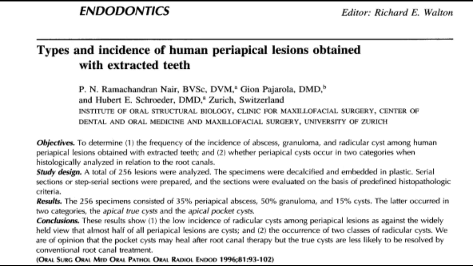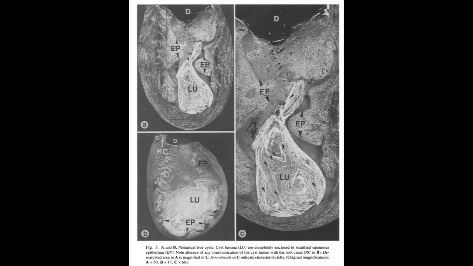In 1996, Nair and his colleague published a histological study to identify two distinct types of cysts that represent 15% of total periapical lesions in their studies: true cyst and pocket cyst. True cyst is a completely enclosed cavity with an epithelial lining not directly connected to the root canal system, whereas pocket cyst had an epithelial lining partially open to the root canal through an apical foramen, maintaining a connection.